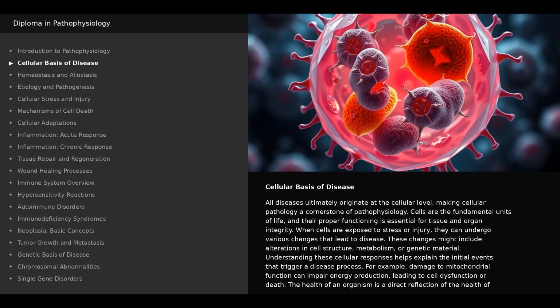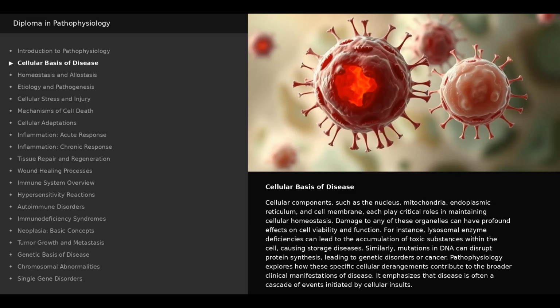For example, damage to mitochondrial function can impair energy production, leading to cell dysfunction or death. The health of an organism is a direct reflection of the health of its constituent cells. Cellular components such as the nucleus, mitochondria, endoplasmic reticulum, and cell membrane each play critical roles in maintaining cellular homeostasis. Damage to any of these organelles can have profound effects on cell viability and function.